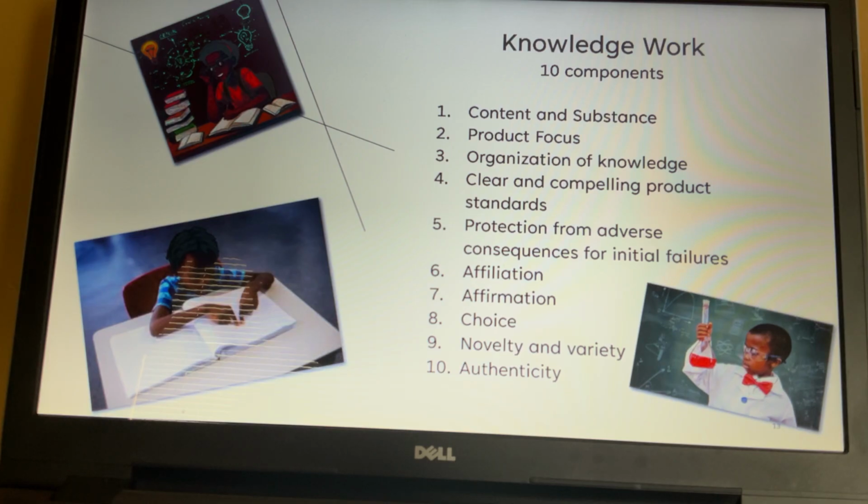Choice. We mentioned choice once before. When we give children some choices in the classroom, there is more engagement by the students in the learning, and so the students are learning more. There should be novelty and variety.